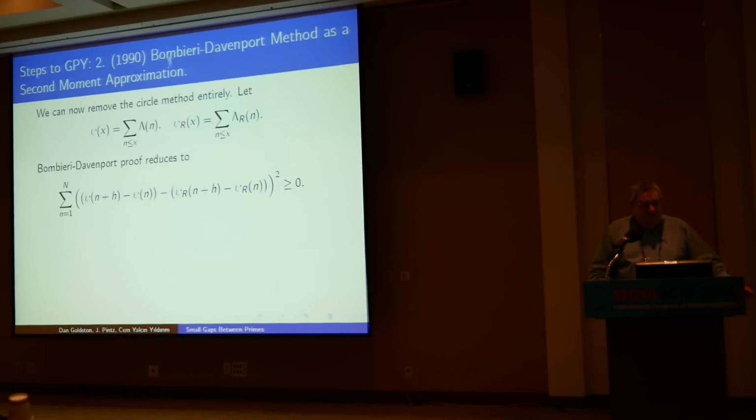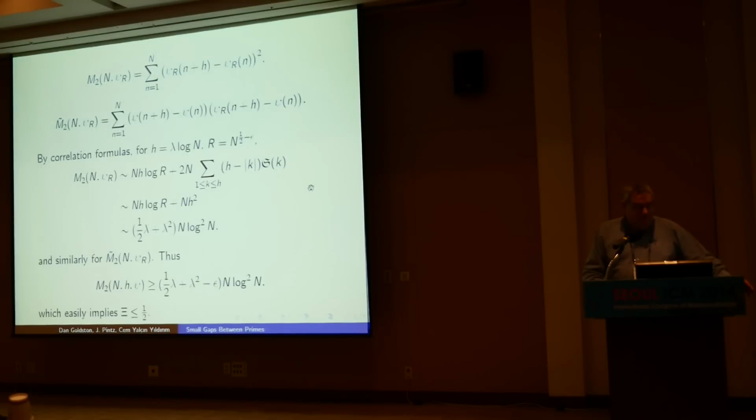So step two, you replace the rest of the circle method with the following inequality. You look at psi of x, the number of primes up to x. So you look at the number of primes in the interval between n and n plus h. And then you look at the number of approximate primes, and you just look at the difference squared, and that's greater than or equal to 0.